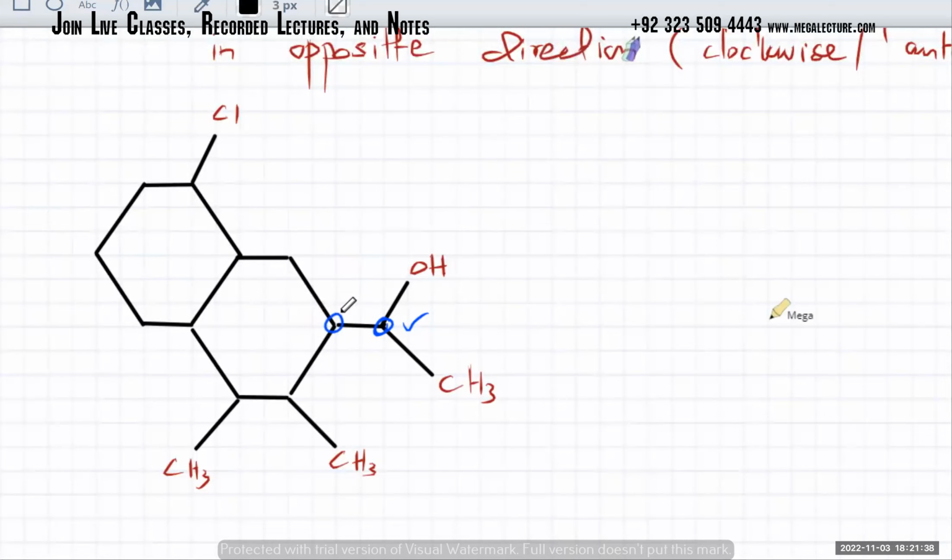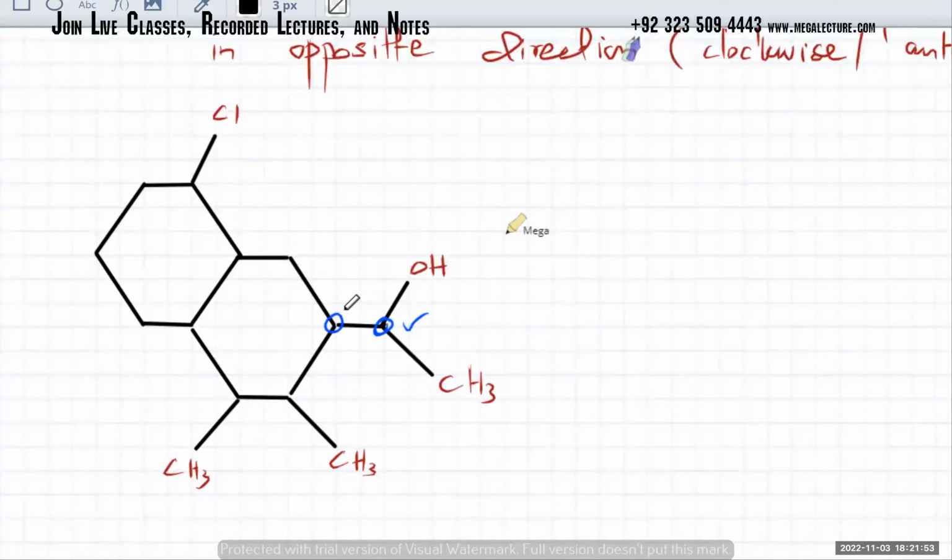Yes, sir. Similarly, the next one will also be chiral because this side is different, this side is different, and the bottom side looks different. Okay. So that is also chiral. There's going to be an H over here as well, which is not shown.